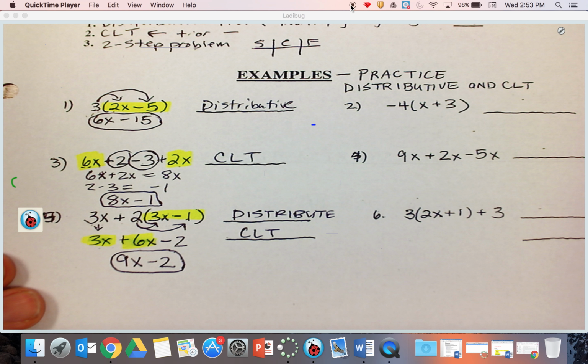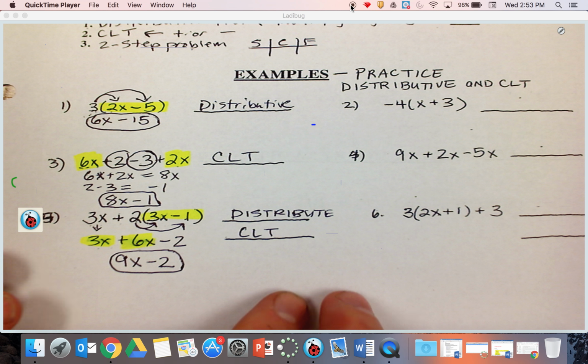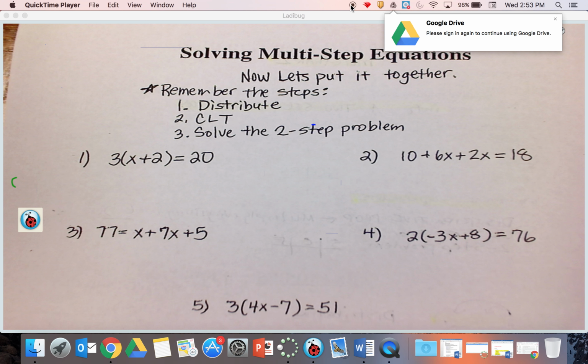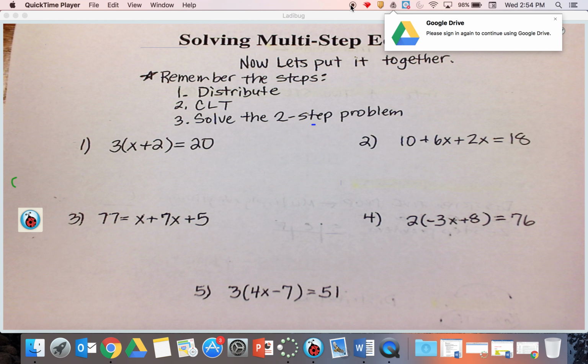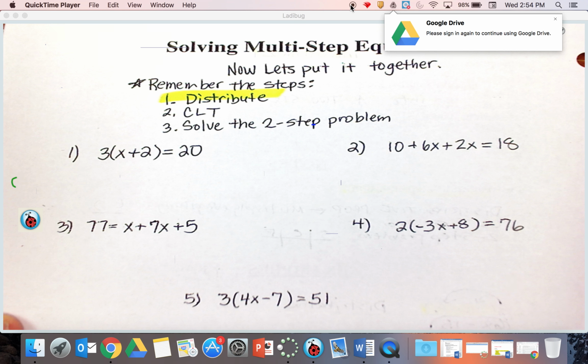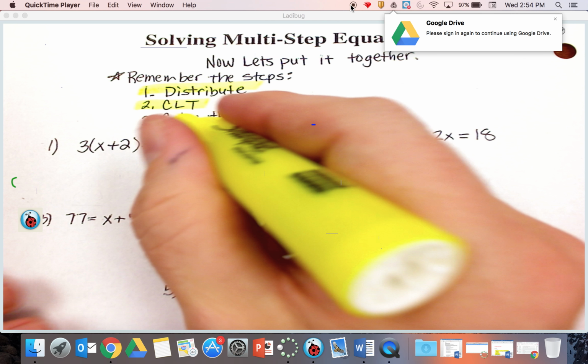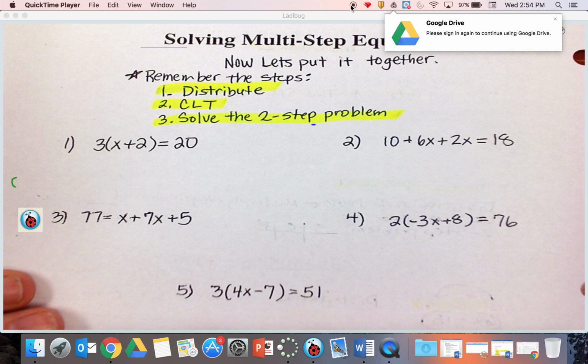So do 2, 4, and 6 first, then go to the back. All right? So now that you're on your back here, take a look at what's happening. Remember your steps. We're going to put it all together. We're going to put our distributive property together with combining like terms and then solving a two-step equation.